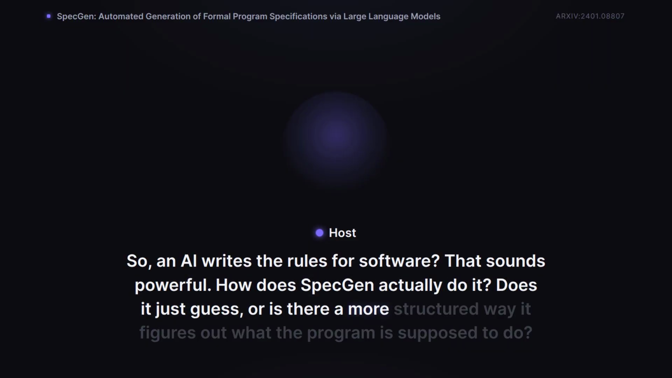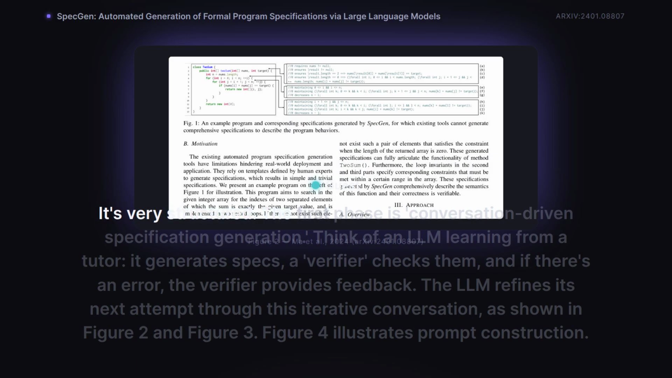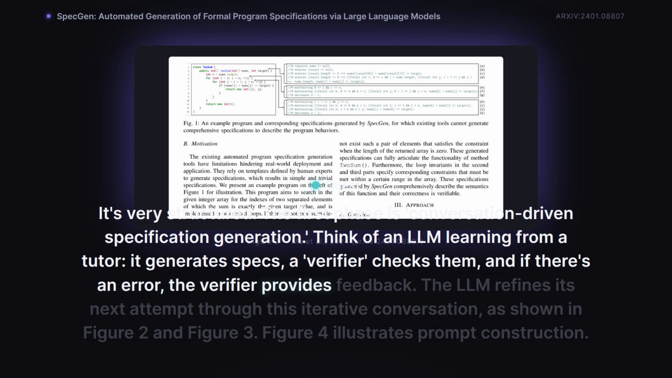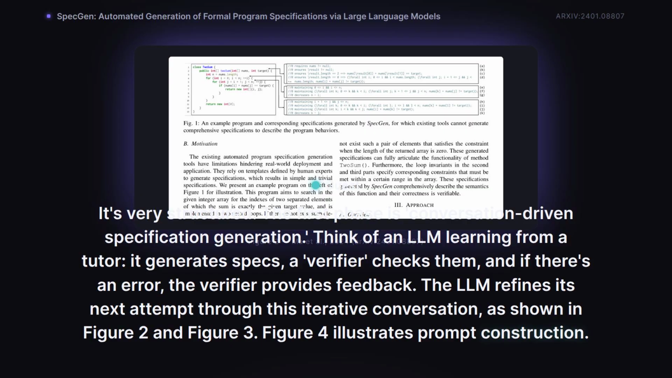Does it just guess, or is there a more structured way it figures out what the program is supposed to do? It's very structured. The first phase is conversation-driven specification generation. Think of an LLM learning from a tutor. It generates specs, a verifier checks them, and if there's an error, the verifier provides feedback. The LLM refines its next attempt through this iterative conversation, as shown in Figure 2 and Figure 3. Figure 4 illustrates prompt construction.